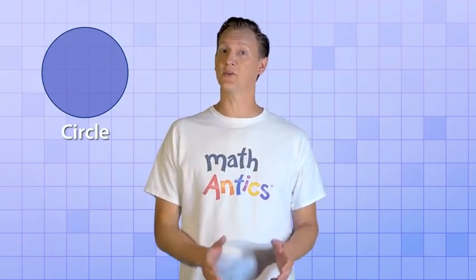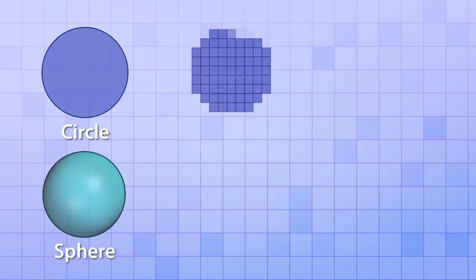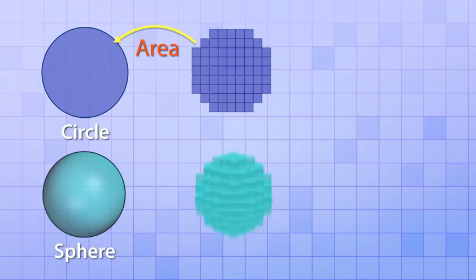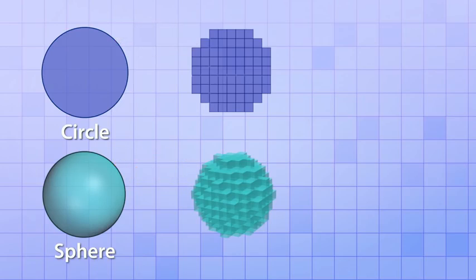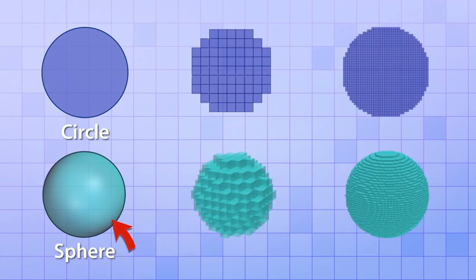To see how that works, take a look at this 2D circle and this 3D object called a sphere, which is like a ball. Just like you can use a bunch of small squares to approximate the area of the circle, you can use a bunch of small cubes to approximate the volume of the sphere. And here's the really cool part. The smaller the squares you use, the closer their combined area will match the area of the circle. And the smaller the cubes you use, the closer their combined volume will match the volume of the sphere.